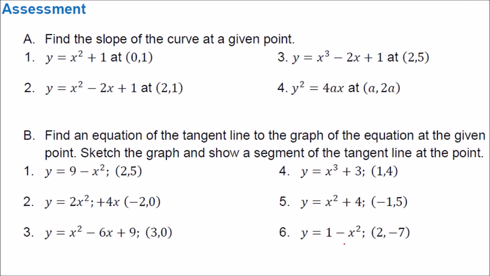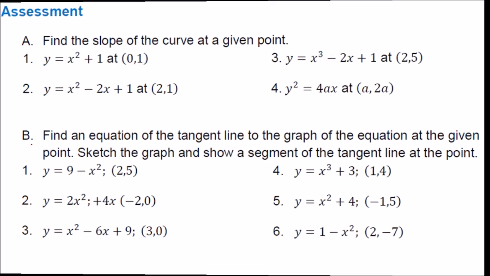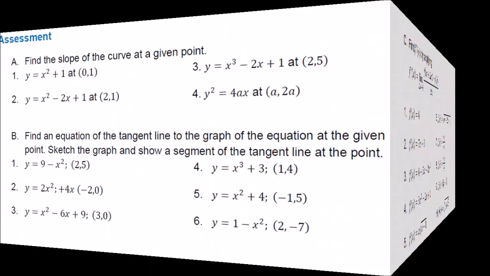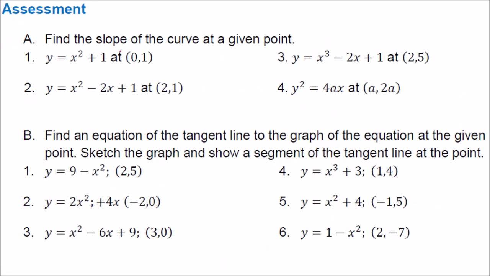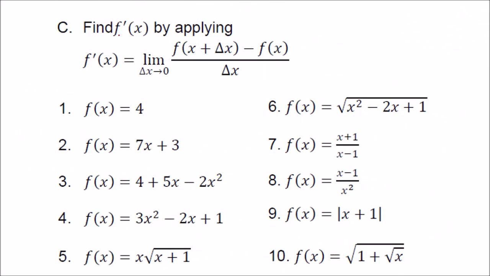Ayan, so, doon na nagtatapos yung lesson natin para sa araw na to. We have here some exercises. We have to answer this, A and B, and I think may C pa yan. So, for A, tulad dun sa ating example na una, find the slope of the curve at a given point. Okay, so sagutan nyo to. And then letter B, find the equation of the tangent line to the graph of the equation at the given point. Sketch the graph. So, meron tayong example dun kanina. So, sasagutan nyo lang din ito, but pipili lang tayo ng inyong sasagutan. And then letter C, find the derivative of x by applying the definition of derivative, which is this one.